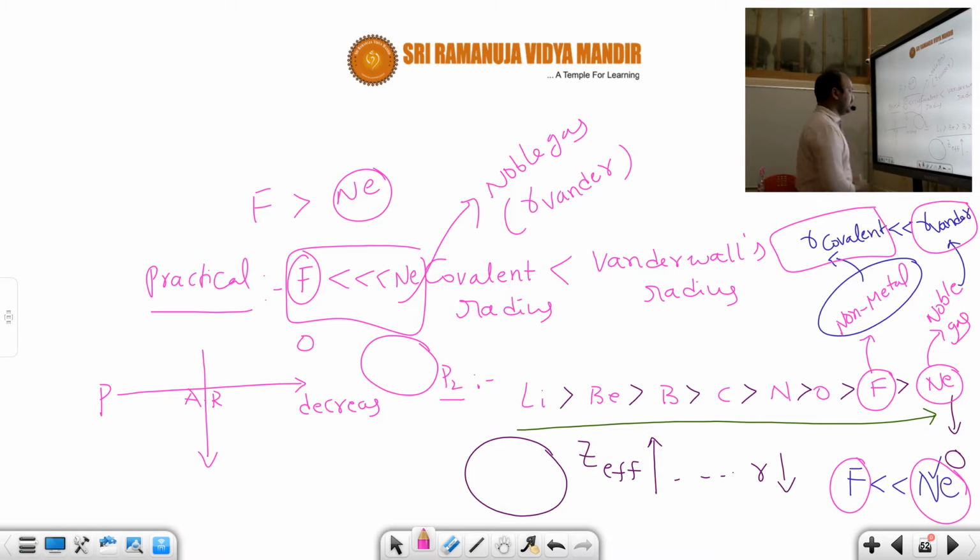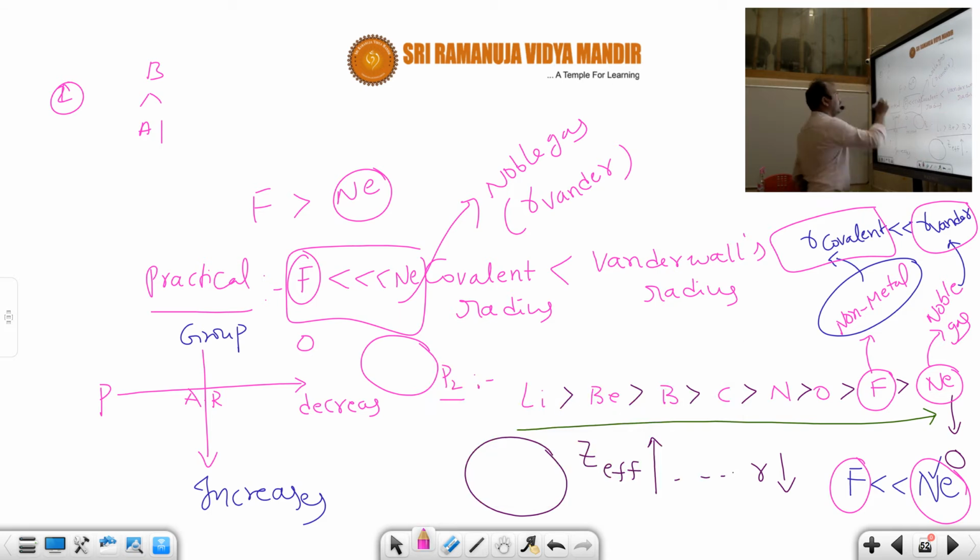Now another exception, the second exception. Generally in groups, from top to bottom, what happens? Have a look here: in the groups, atomic radius values increase.